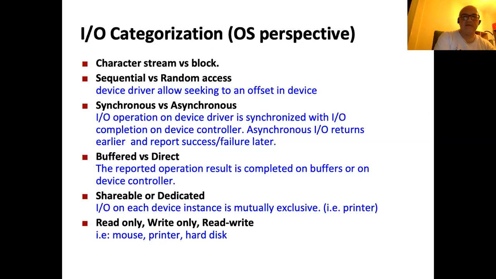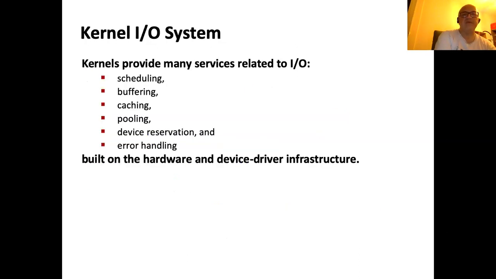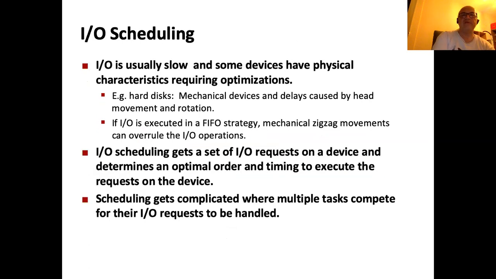Buffered versus direct: whether your data goes directly or is buffered. Shareable or dedicated: the hard disk is shared, so there might be many processes opening a hard disk at the same time, versus a printer, which has to be used by only one process. So a device driver basically locks, in order to provide mutual exclusion, so only one thread accesses the printer's device driver, and so on. We have read-only devices, write-only devices, and read-write devices, like mouse, printer, and hard disk, as examples of each. We have I/O scheduling. We will talk in a moment about buffering of I/O, caching of I/O, pooling, device reservation and error handling. Also, extra services we need.